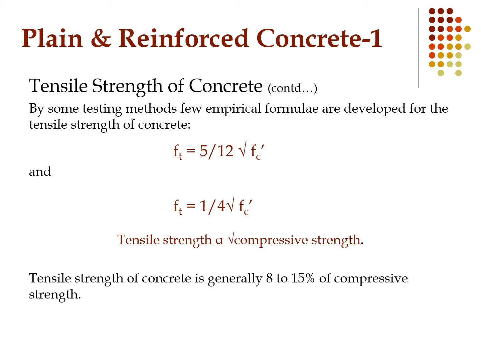Now a few empirical formulas which relate the tensile strength of concrete and the compressive strength of concrete. So Ft is 5/12 √f'c. Again, Ft is 1/4 √f'c. These are some relations which relate tensile strength and compressive strength. Normally we can say that tensile strength of concrete is 8 to 15% of the compressive strength. Normally 10% of compressive strength may be considered as the tensile strength of concrete.